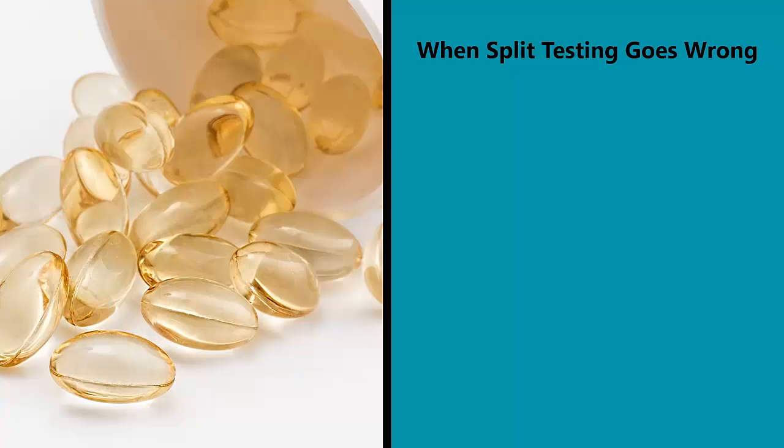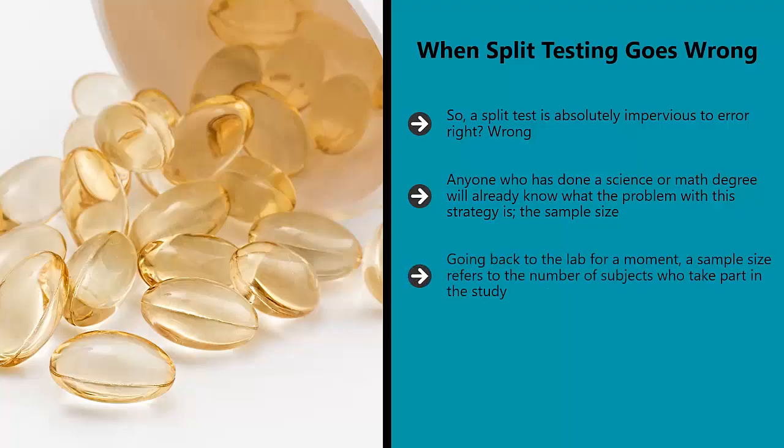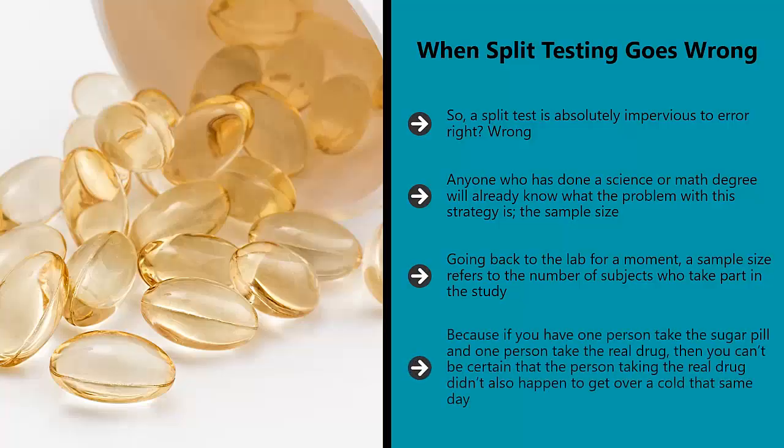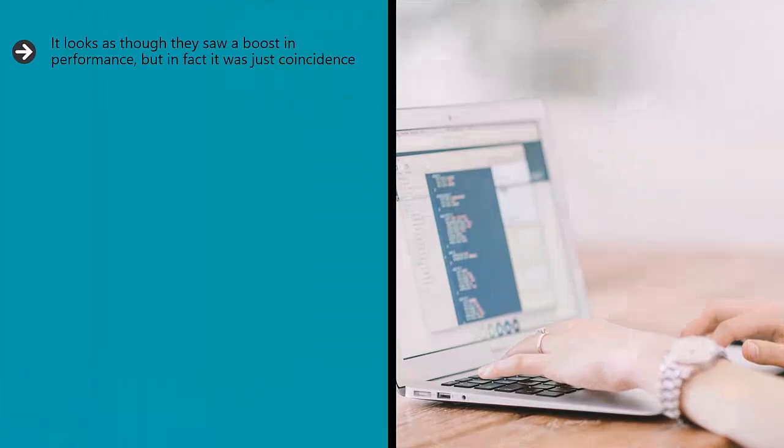When split testing goes wrong: so a split test is absolutely impervious to error, right? Wrong. Anyone who has done a science or math degree will already know what the problem with this strategy is: the sample size. Going back to the lab for a moment, a sample size refers to the number of subjects who take part in the study. Because if you have one person take the sugar pill and one person take the real drug, then you can't be certain that the person taking the real drug didn't also happen to get over a cold that same day. It looks as though they saw a boost in performance, but in fact it was just coincidence.